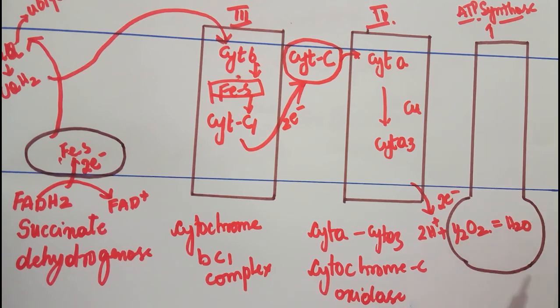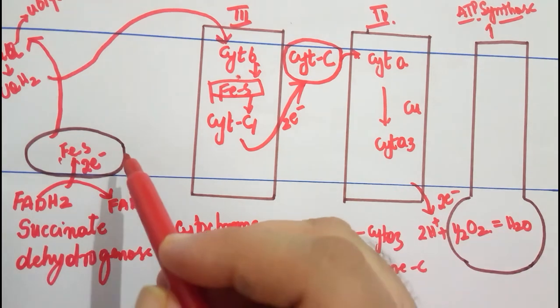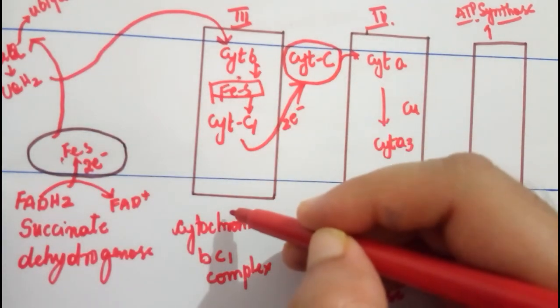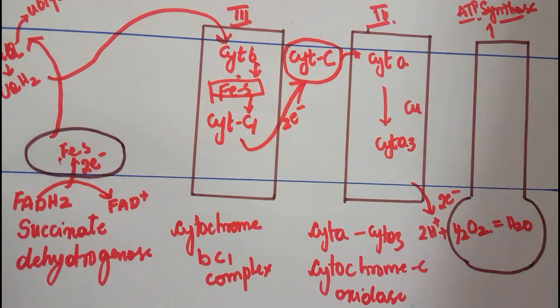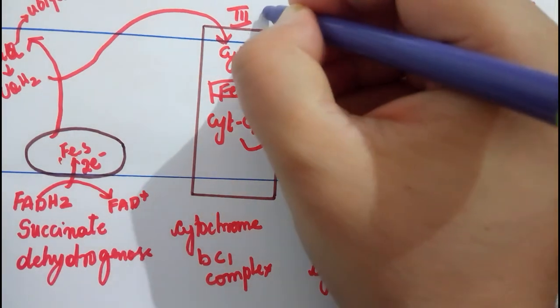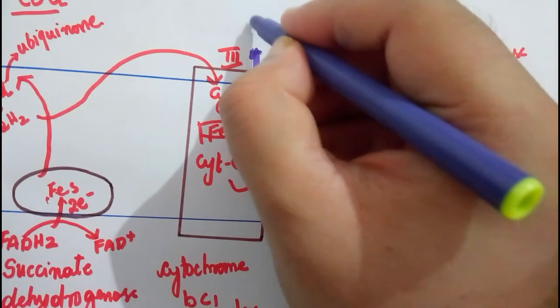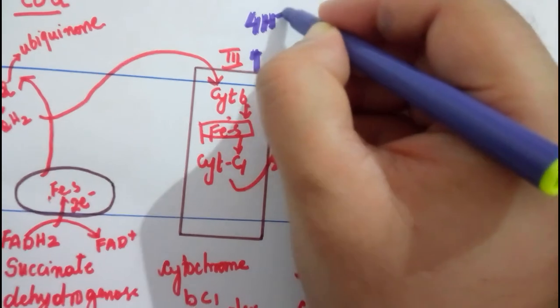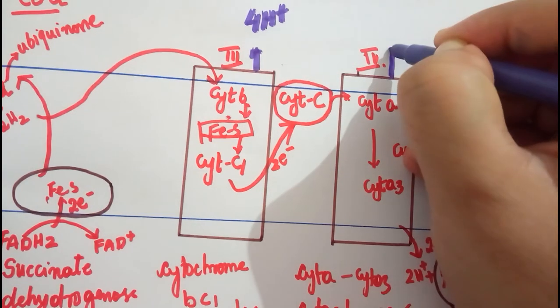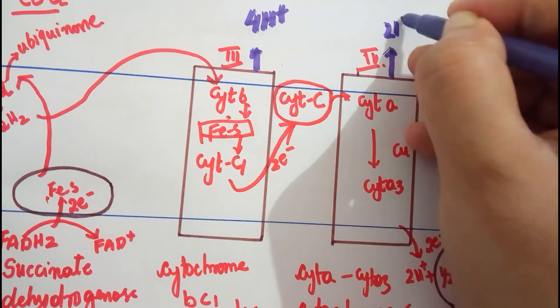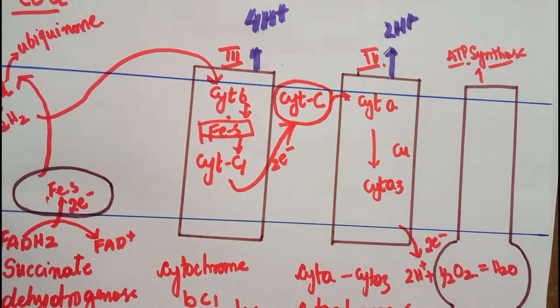The first electron acceptor is FMN, as complex 1 took the electron if it is NADH. Now, for every two electrons passing from complex 3, four protons are pumped into the intermembrane space. For complex 4, for every two electrons passing, two protons are pumped into the intermembrane space.